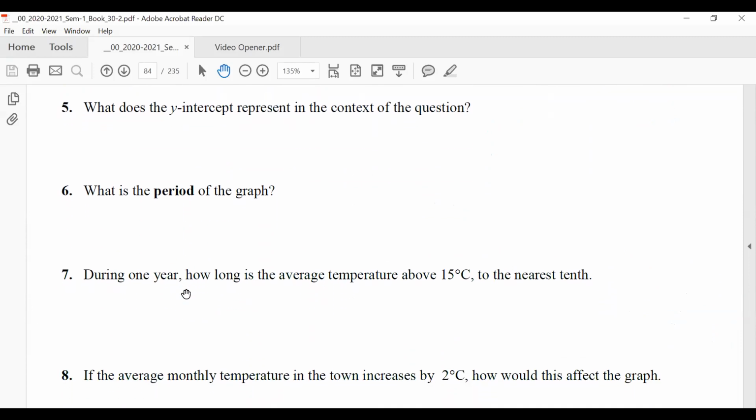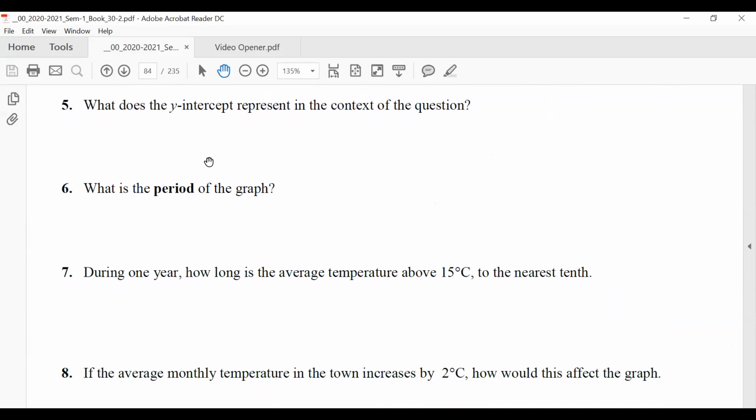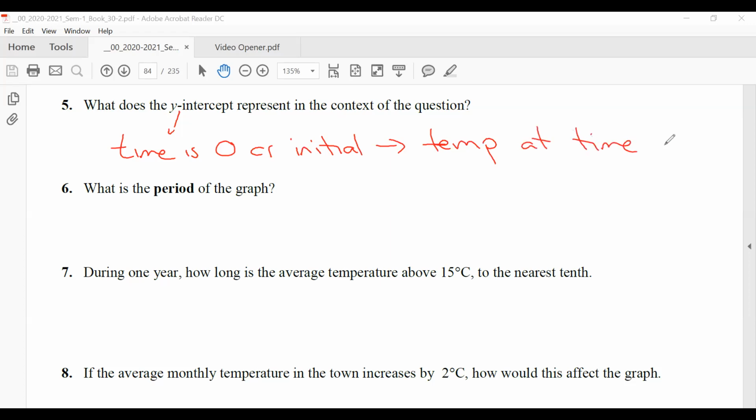What does the y-intercept represent in the context of this question? Well, the y-intercept, that's when time is 0, or the initial time. So it's going to be the temperature at time 0, or the initial temperature when we started recording.